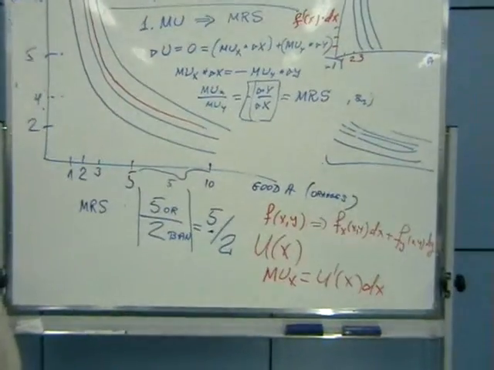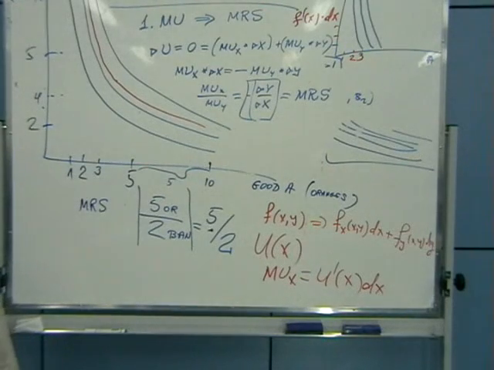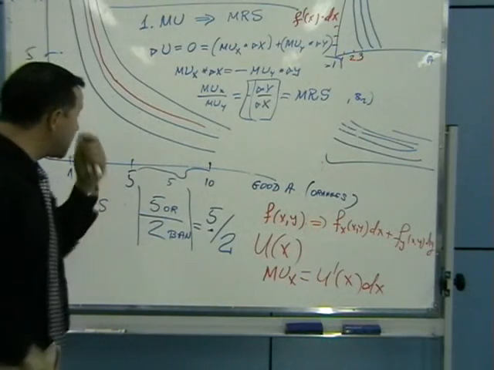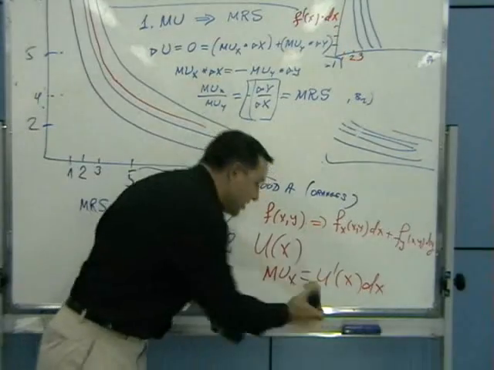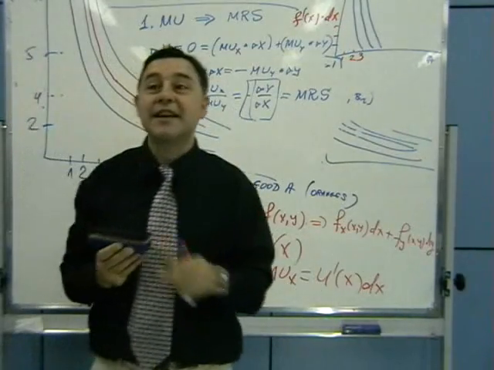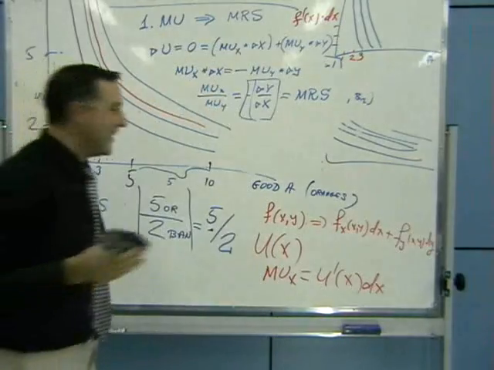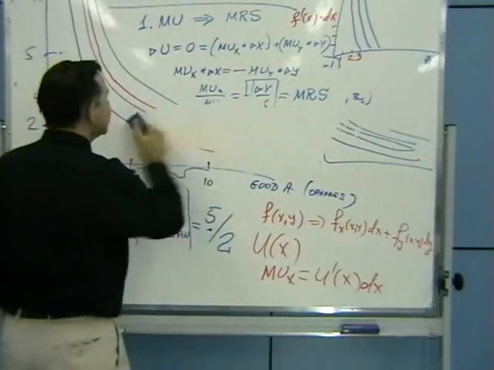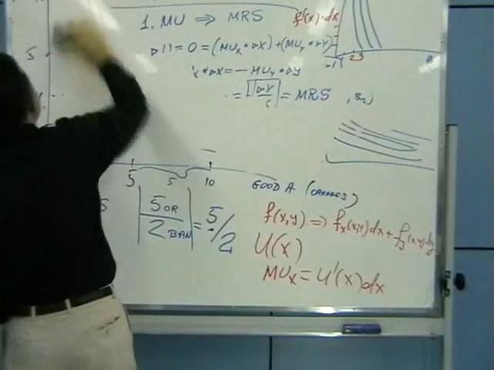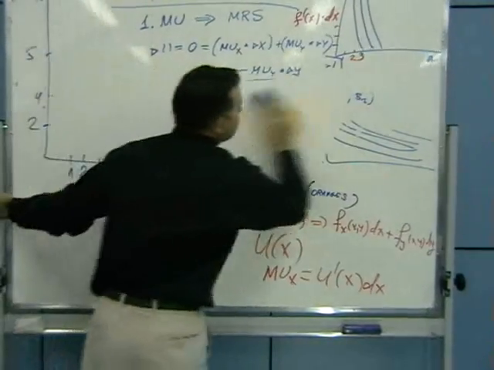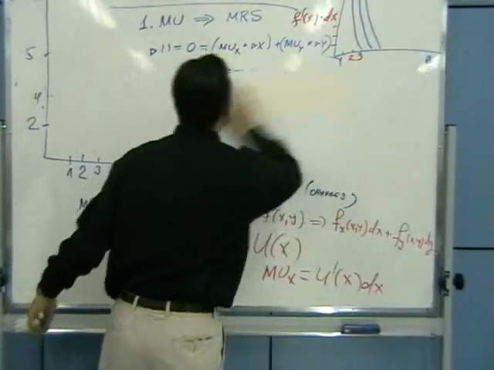Let's see what else we will do. I want to go straight to the budget line because it's all about the money, right? It's all about the money. So let's see what a budget line is.